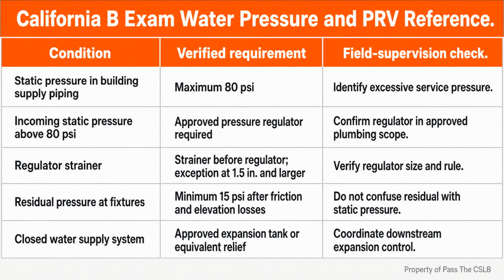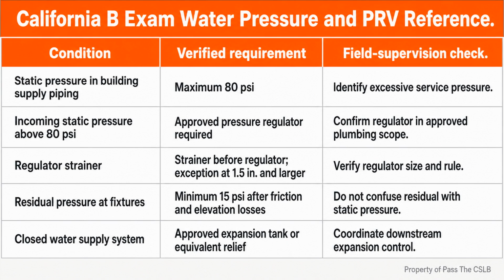Imagine a hypothetical track project at the base of a steep elevation change. The service pressure measures 115 pounds per square inch while no water is flowing. Treating that reading as a bonus would be a serious supervision mistake. The pressure exceeds the statewide static limit described in the research, so the contractor needs to coordinate the approved regulator and verify whether the strainer requirement applies to the selected regulator, rather than allowing that pressure to reach the building piping unchecked.